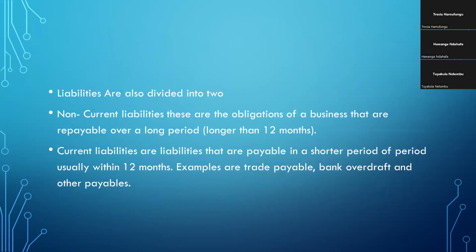Liabilities are also divided into two parts, the non-current liabilities and current liabilities. The non-current liabilities are the obligations of a business that are repayable over a period longer than a year, which is longer than 12 months. Current liabilities are liabilities that are payable in a shorter period of time, usually within 12 months. Examples are trade payables, bank overdraft, and other payables.